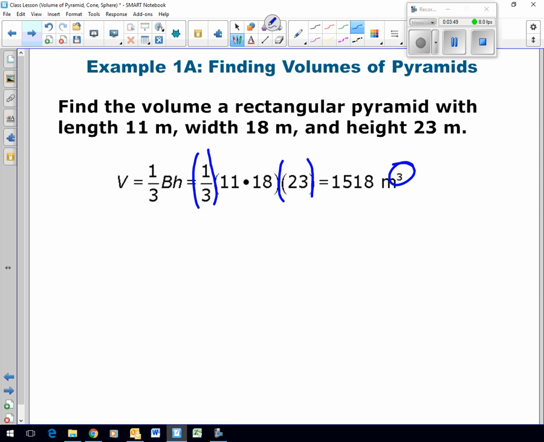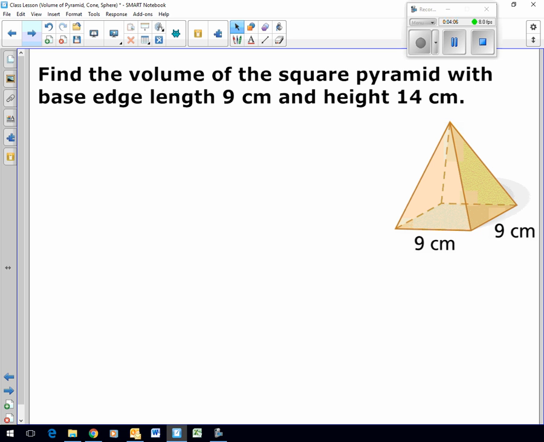What is our unit of measurement here? Meters what? Cubed, correct? We're still talking about cubic measurements. Okay? You got me? We've added another dimension with the height, so we're still talking about that. You guys do this one on your own. I'll give you 30 seconds.